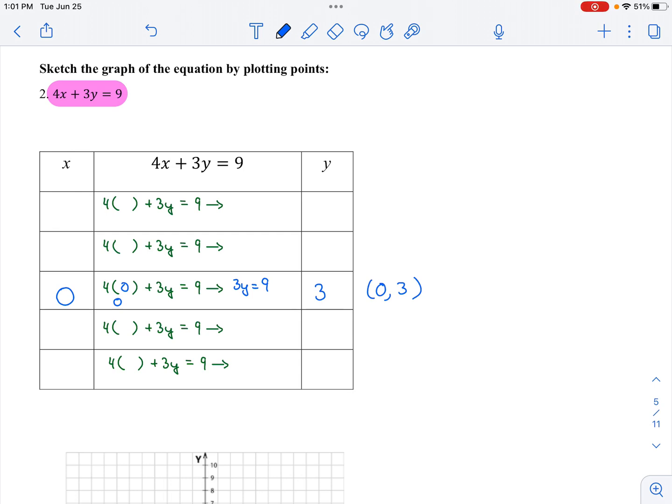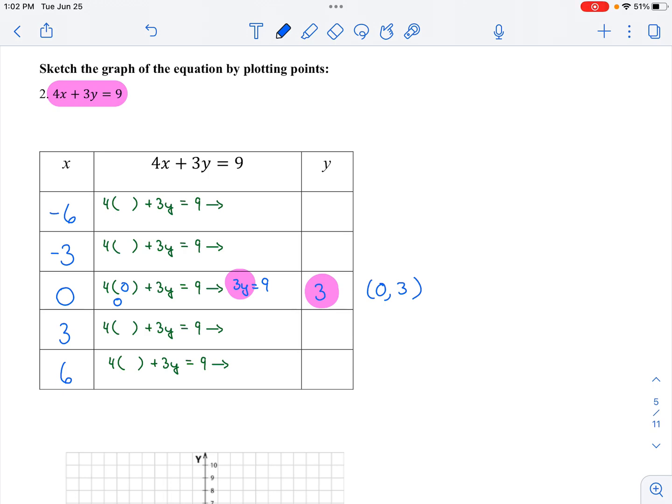Now in the previous video, I said that you should probably choose -1, -2, 1, and 2. And you can absolutely do that for this example. However, we're eventually going to have to divide by 3. So what I'm going to do is choose values of x that are multiples of 3. And that would be -3, -6, 3, and 6. And these numbers will guarantee that the values of y will be integers.